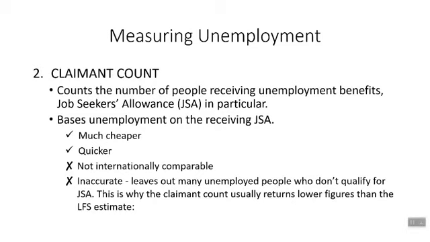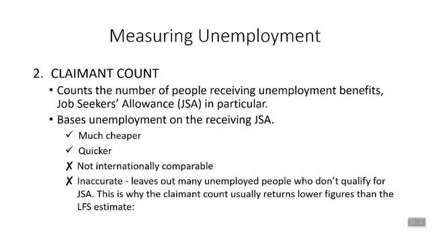However, because the claimant count is something carried out primarily by the UK, this doesn't make it an internationally comparable figure. One reason for this is because not all countries offer unemployment benefits to start off with. Now here's this key issue of inaccuracies. The claimant count figure leaves out many unemployed people who don't qualify for job seekers allowance. This is why the claimant count usually returns lower figures than the LFS estimate, and therefore why the claimant count tends to underestimate the number of unemployed people in the UK.